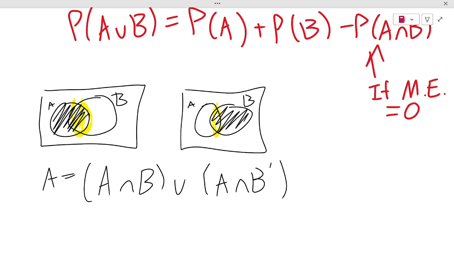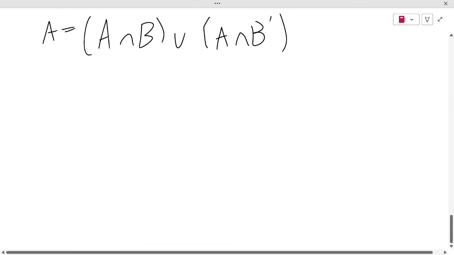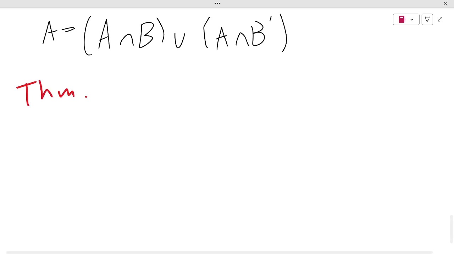Okay, so try to make sense of that. It's going to be very important that you're able to look at Venn diagrams and rewrite different sets. It's a big key to probability. Okay, the next theorem is a natural extension of that, and this one I'm going to leave to you guys to do the Venn diagrams for.